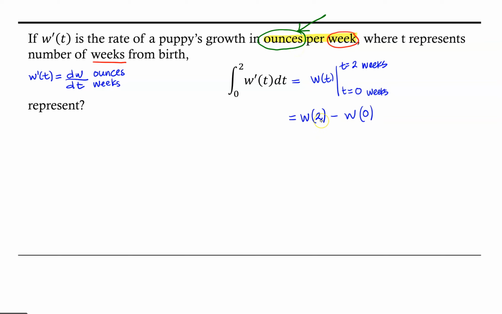So W of 2 is the ounces that the puppy weighs at 2 weeks, and W at 0 is the ounces that the puppy weighed at birth. So W of 2 minus W at 0 should represent the change in the weight, measured in ounces, of the puppy during its first 2 weeks of life.